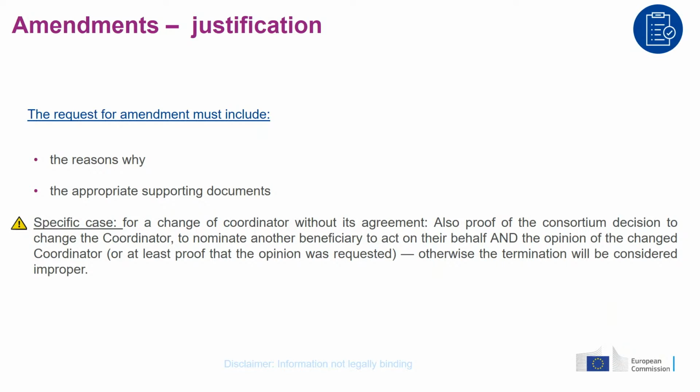Another specific case in terms of the supporting documents is the amendment where you request a change of the coordinator without its agreement. I already mentioned this on the last slide. And so we've already seen that this amendment would need to be submitted by another beneficiary, exceptionally, not by the coordinator. But in terms of supporting documents, you would have to provide documents proving first that there was a decision of the consortium to replace the coordinator, then also proving that the beneficiary who submits the amendment has been appointed on behalf of the rest of the consortium to submit this amendment. And finally, also a document indicating in writing the opinion of the coordinator who is being replaced, or proving that you have requested this opinion in writing.